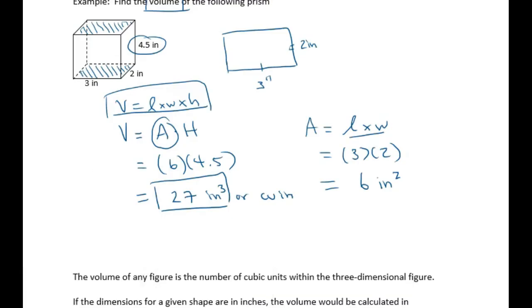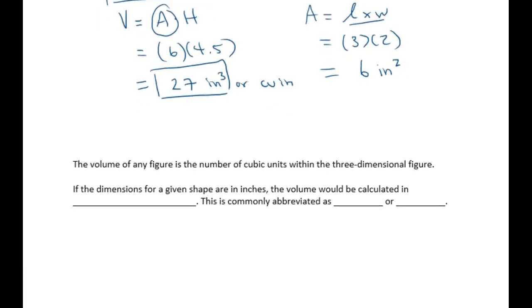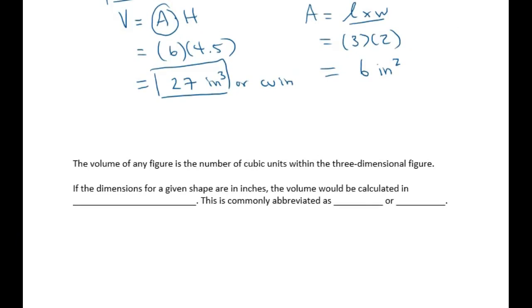If you go back to our notes, it's talking about this a little bit down here. We already mentioned it, but remember that volume is in cubic units for a three-dimensional shape. And if the dimensions are given in inches, then the volume is going to be calculated in cubic inches. You might see this written as what we did above, inches with a little 3 on it to show cubed, or cu for cubed, in.